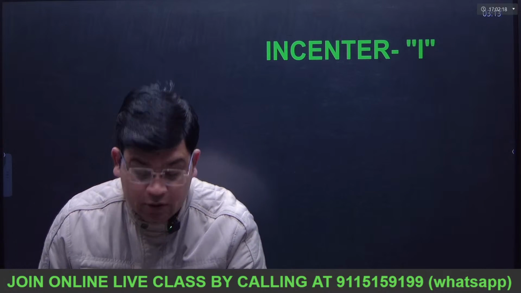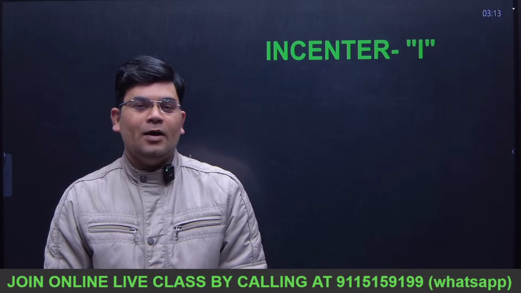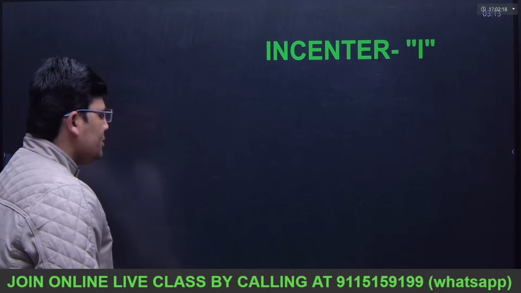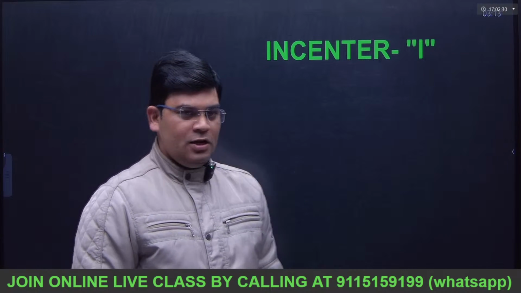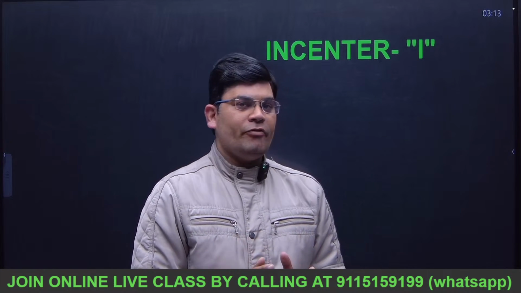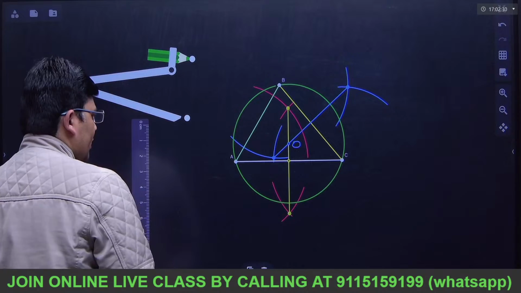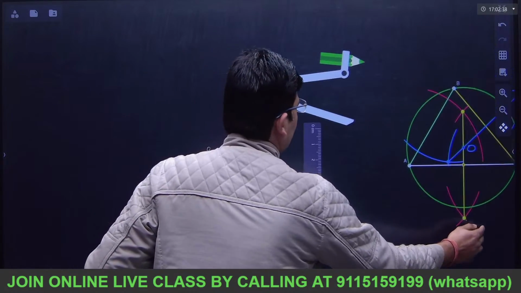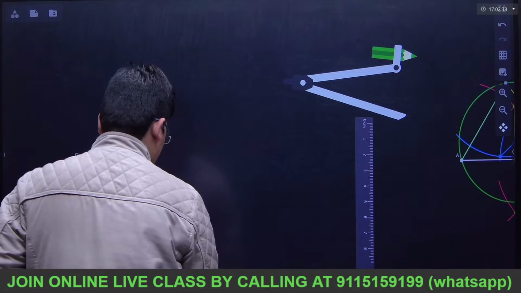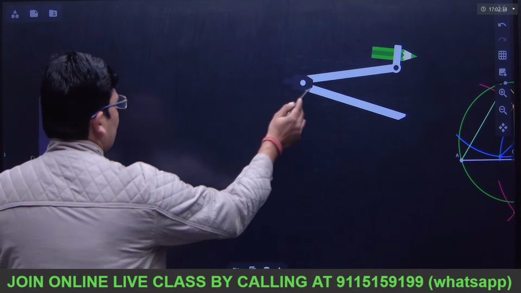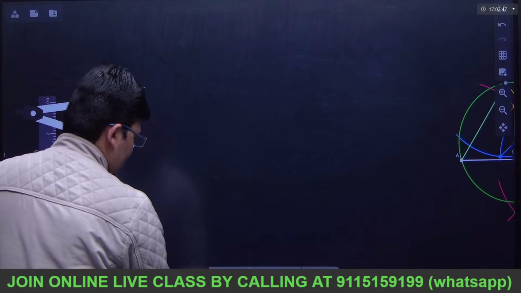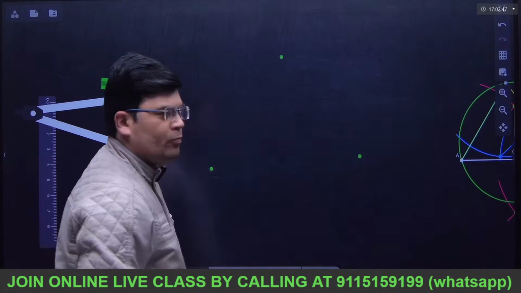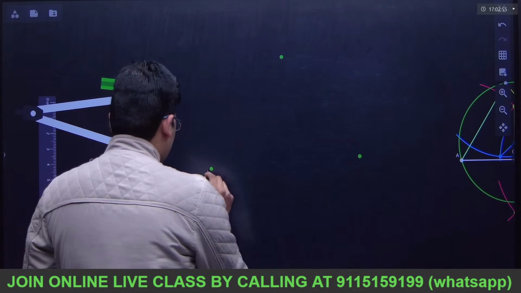Fine. So the second thing that I'm going to teach you is how to draw an incenter. What is an incenter? Incenter is the center of a circle which is inside a triangle. So let me again choose any 3 points. This time I'm going to draw the incenter for a triangle. So let me again choose random points. Okay, let me mark them again as A, B, and C.